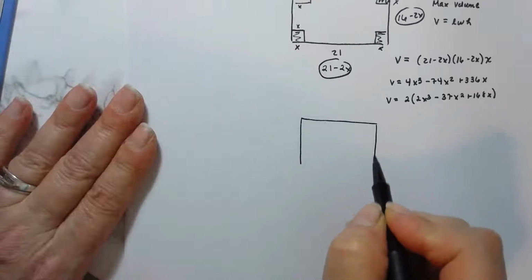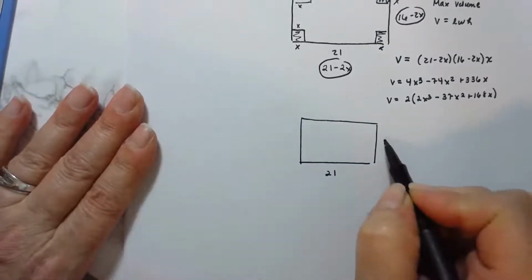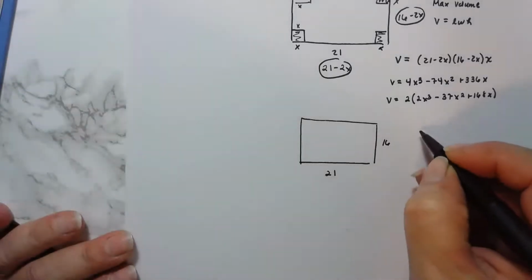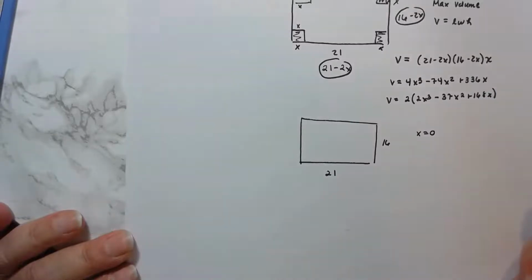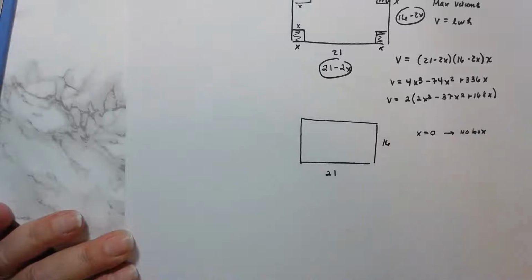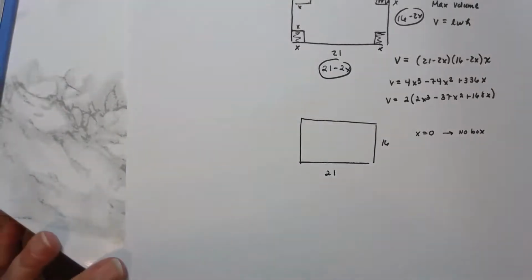If this is my rectangular piece of cardboard, and I decide I'm not cutting anything out, I'm not cutting squares out, what's the volume it can hold? 0, right? I can't even build a box. So, I can cut nothing out, and there's no box, no volume. Can't make a box, can't have a volume.